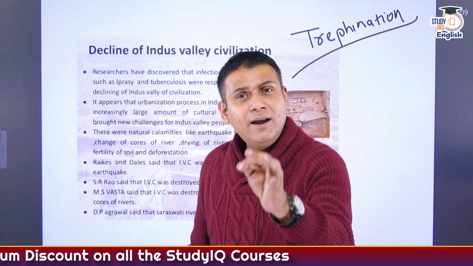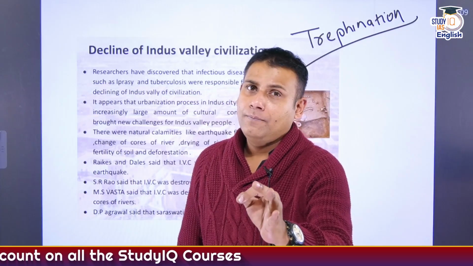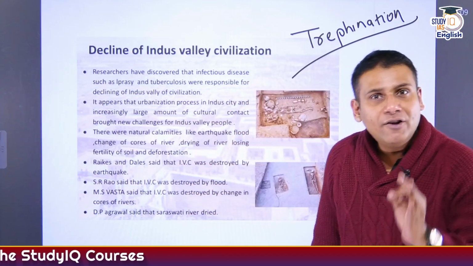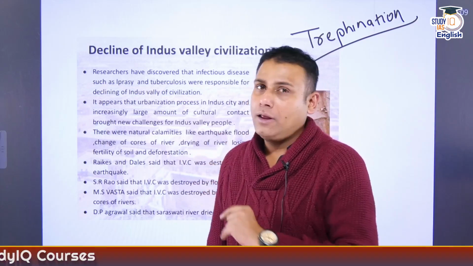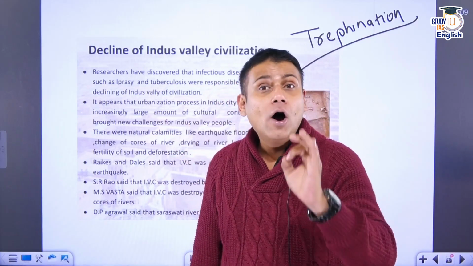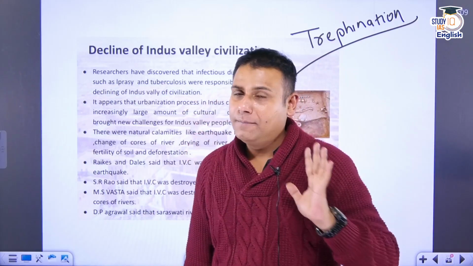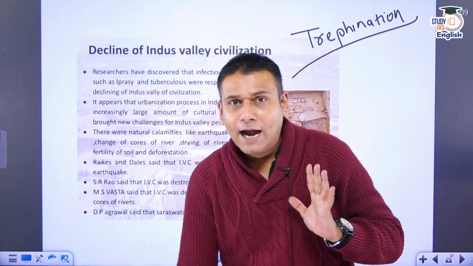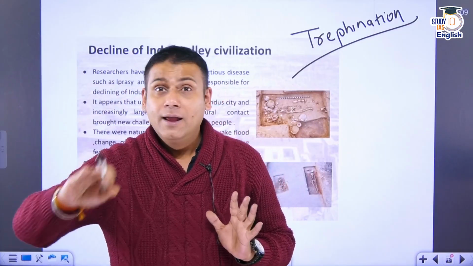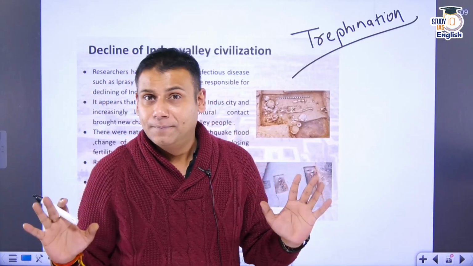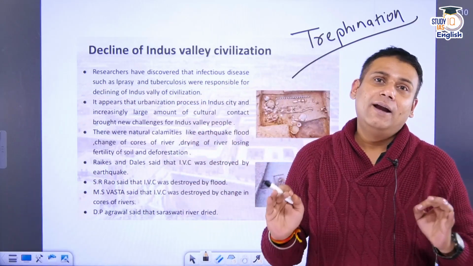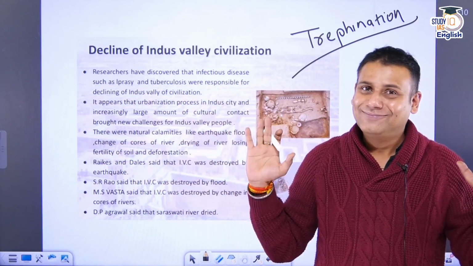But one of the widely accepted theories about the destruction of IVC was the Central Asian invasion theory, also referred as Aryan invasion theory or Max Muller theory. Correct? And we have seen about the Max Muller theory in quite depth and detail in the chapter Vedic civilization. So guys, this is the basic crux of Indus Valley civilization.